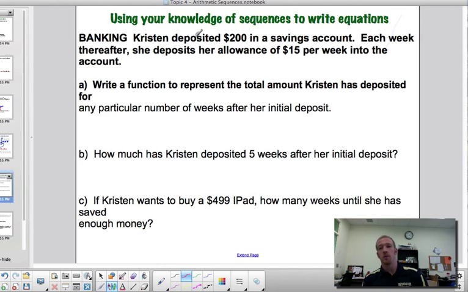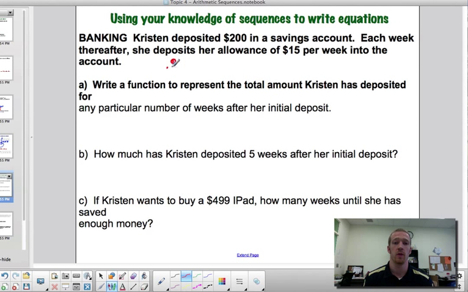Alright, so let's apply the knowledge of sequences to writing equations. So if Kristen deposited $200 into a savings account, each week thereafter she deposits $15 more per week into the account, let's write a function rule to give you the total amount she's deposited on any particular number. So basically we want to write the function rule.